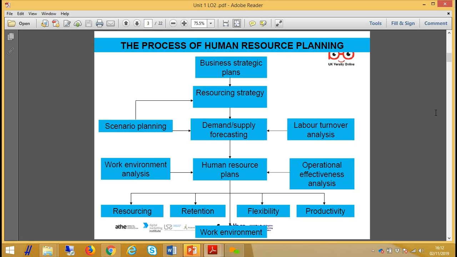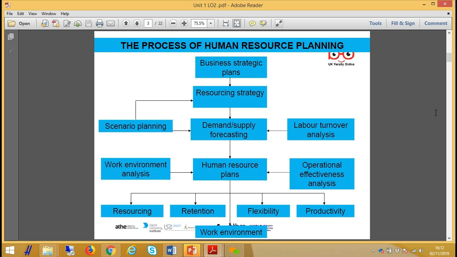So all of this leads to your scenario planning, your forecast of your demand and supply forecasting, and your turnover analysis, and your understanding of the business strategy. All of this leads to what we call the human resource plan or the workforce plan. Okay. That human resource plan will have sub-plans, or it will have some sections in it.